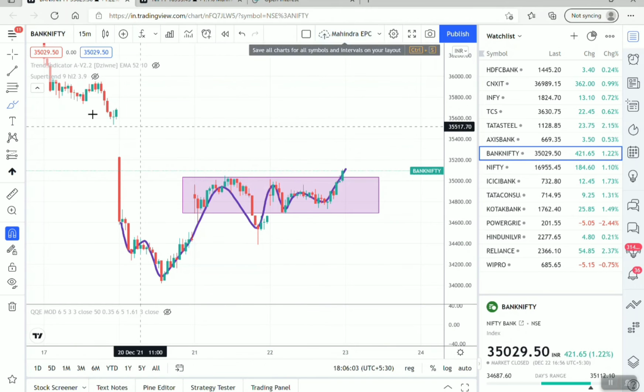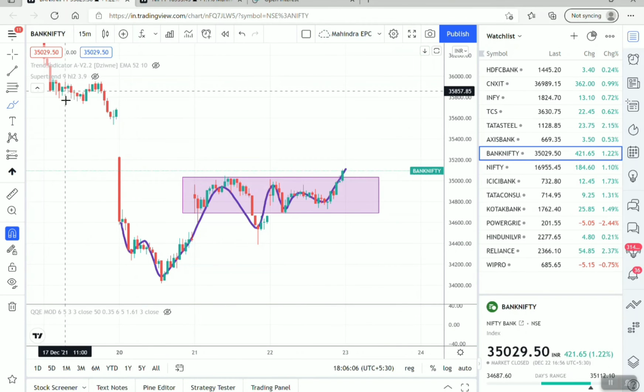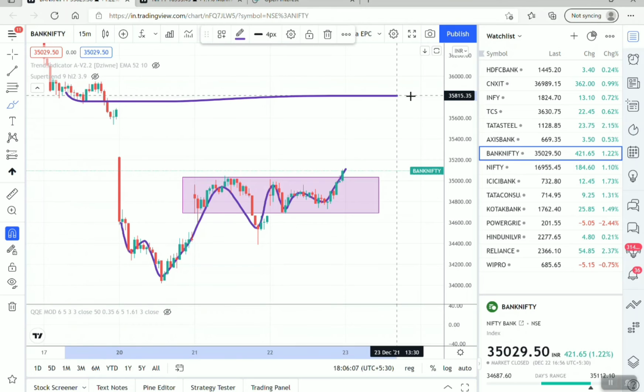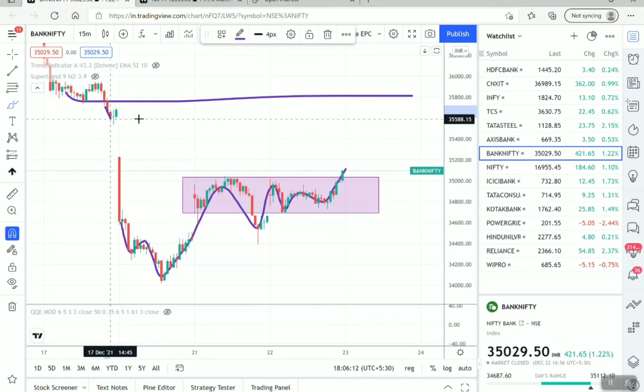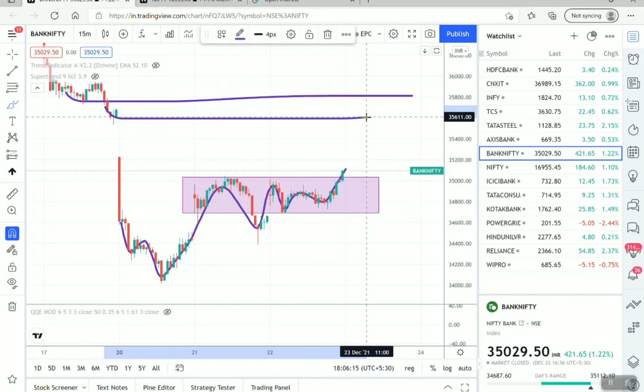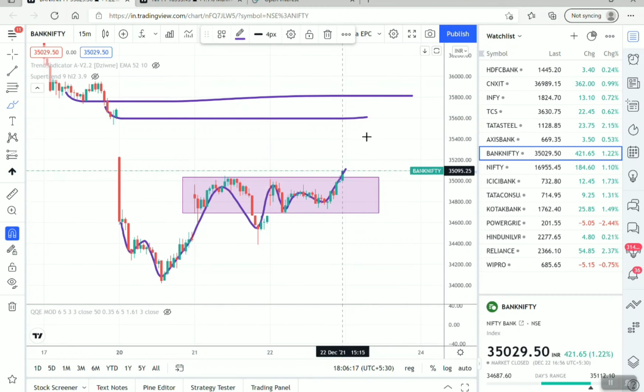From the resistance point of view, of course this 35,800 is one level of resistance, and this level 35,500 is also another level of resistance, right? So in case of a bounce, I see Bank Nifty moving towards 35,500. That's the upper level that comes up.